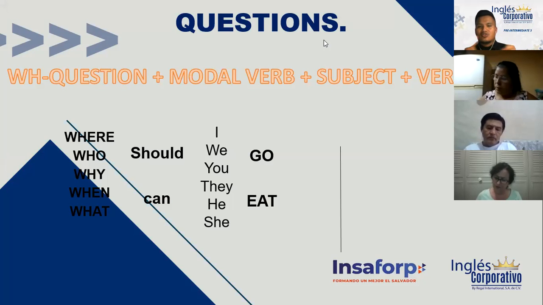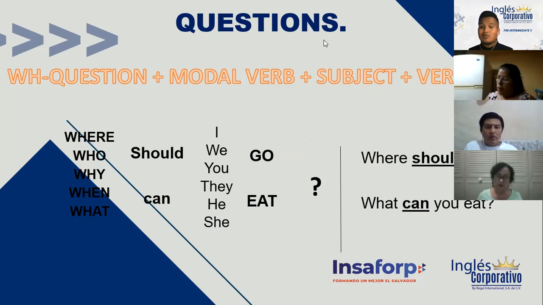If you follow the structure that we have over there, it will be easier for you to create a question. So the structure says, first of all, the WH question, then the modal verb, then the subject, then the verb, and obviously the question mark, right? Without the question mark, it won't be a sentence. So what will be the result? We will have something like this. The result of following this structure will be these two questions that we have here.